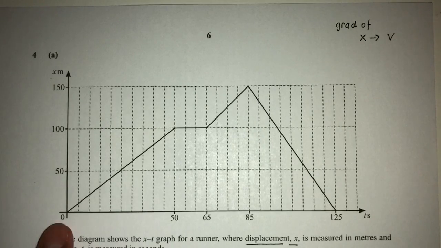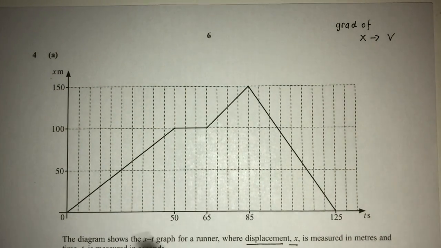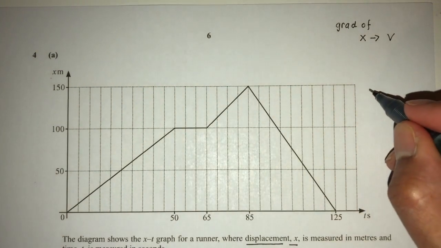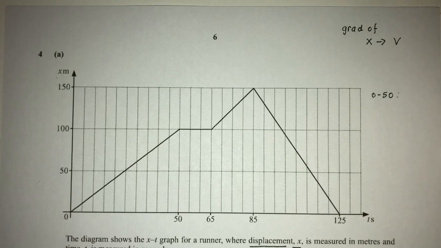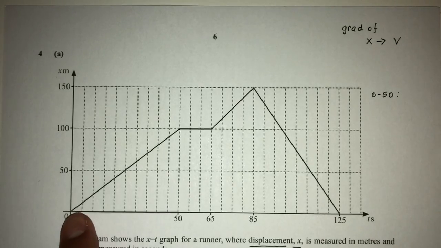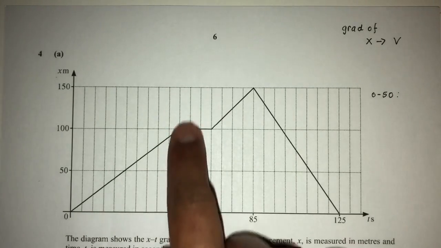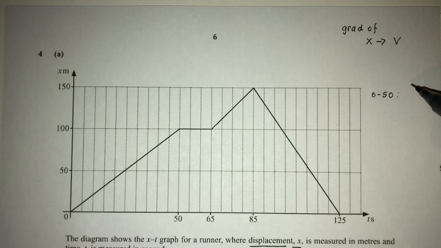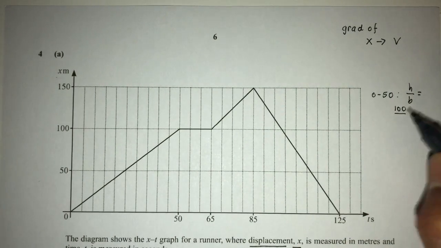From 0 to 50, it is a straight line going upwards. What is the gradient of this line? I have a way to find the gradient that I think is pretty useful and easy. I like to look at the right angle triangle, from 0 to this point, and take the height divided by the base. The height of the triangle is 100. The base is 50.